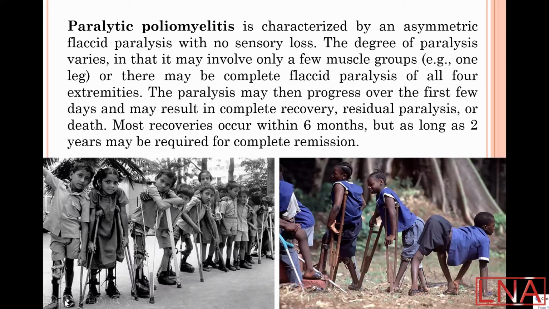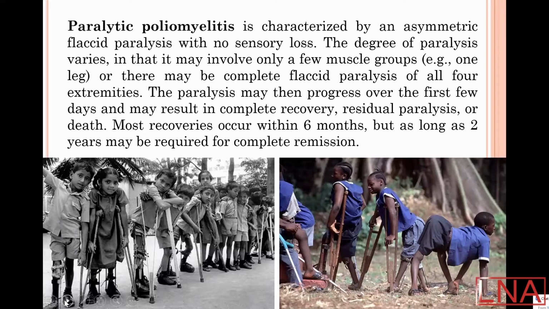Polio usually can involve several different kinds of muscle groups, actually a few. It can be one leg or two legs, or there may be complete flaccid paralysis of all four extremities. Sometimes paralytic polio progresses over the first few days and may result in complete recovery, residual paralysis, or death. That happens when it's massive paralytic polio and paralyzes a lot of nerve cells.